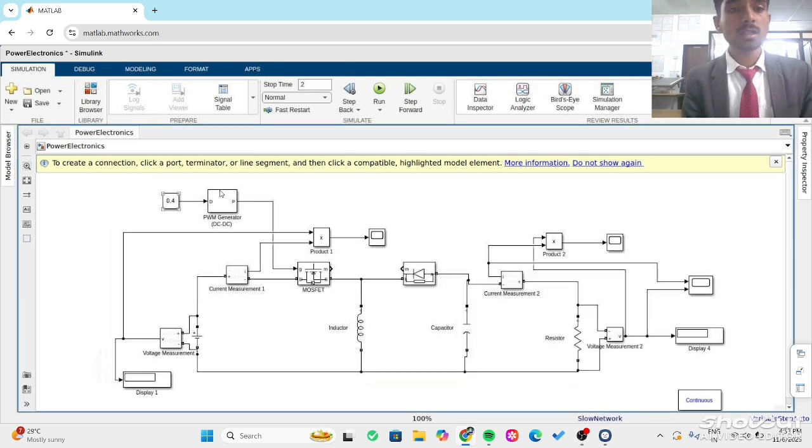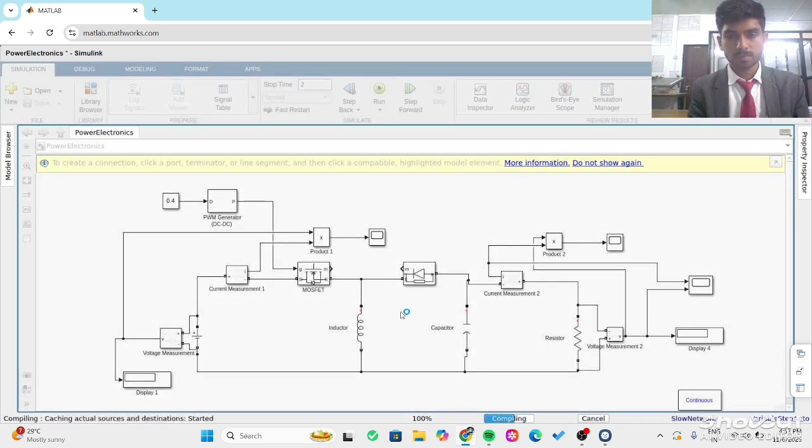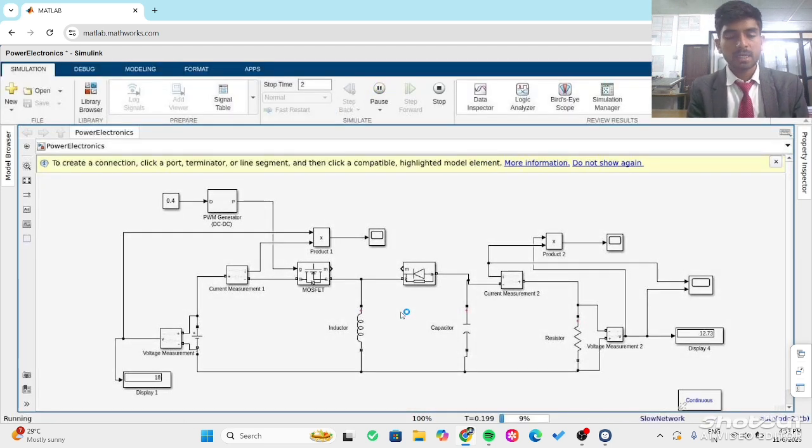Then we can see the result. The topic of our presentation is the buck-boost converter. For buck, we give the duty cycle of 0.4. Below 0.5, it acts as a buck converter. We can run the simulation now. Here we get approximately 12.5271 volts. It means we get a step down of the voltage. We are giving 18 volts DC, and here we get 12 volts, so there is a step down of the voltage.